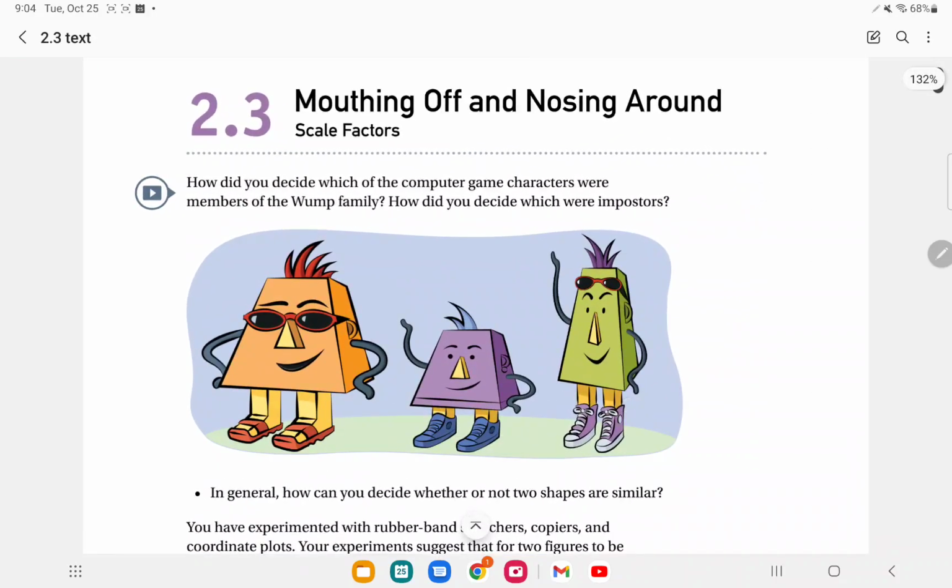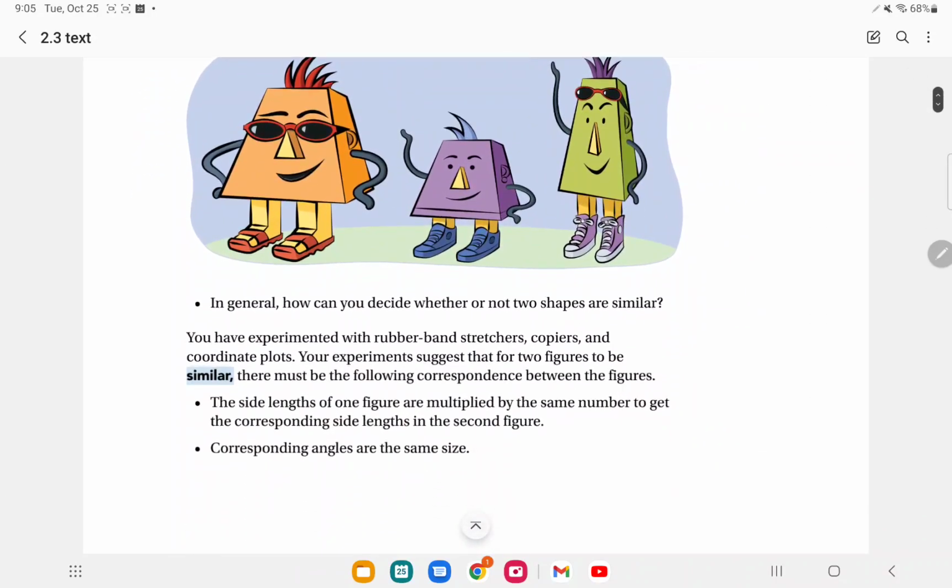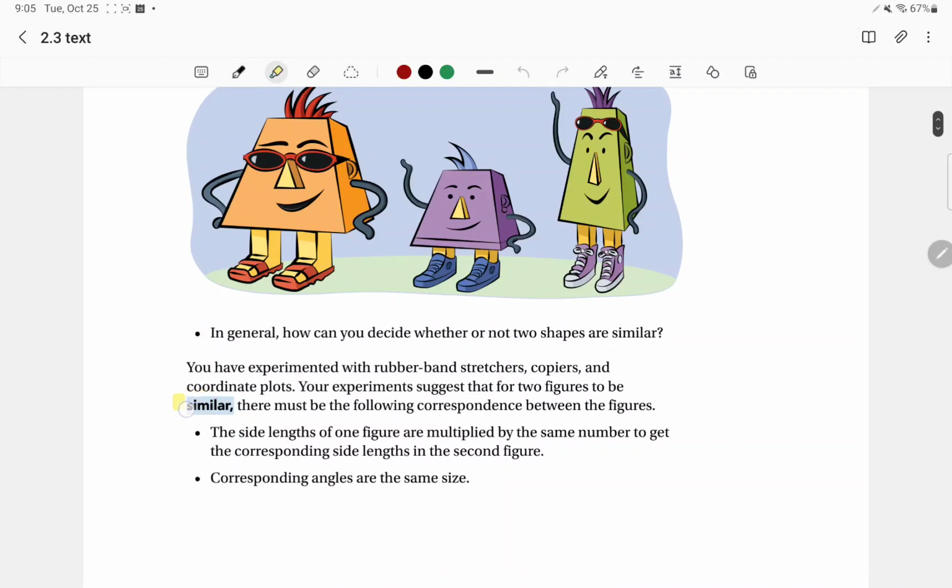So that's one of our words that we're going to be looking at here, the word similar. We need to make sure that we have an understanding and a definition of that word in our notes. So right now, make sure you have that somewhere in your notes. We've talked about it several times, but similar essentially means these two things right here.